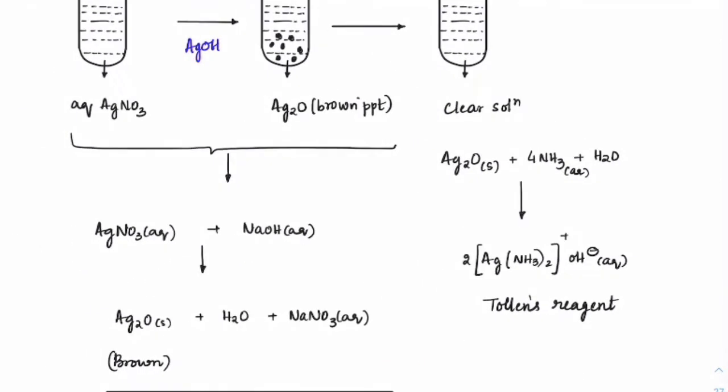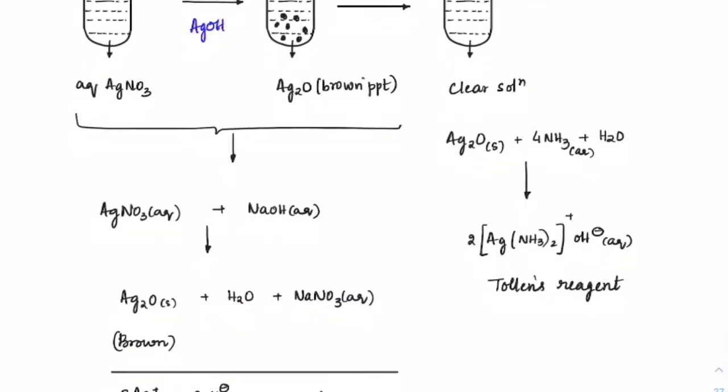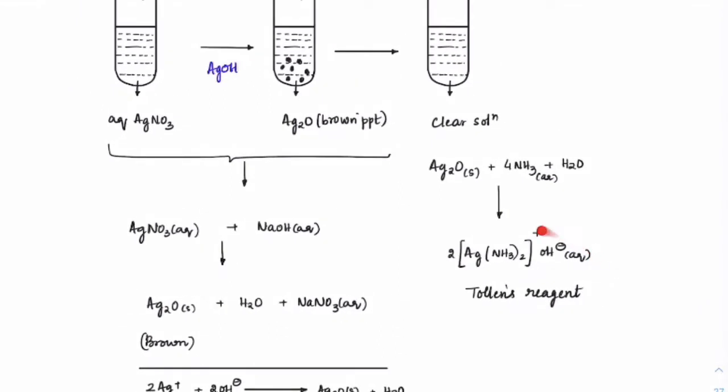Here you can see AgNO3 is reacting with NaOH, forming AgOH, twice as AgOH, which is eventually giving Ag2O precipitate. If you write the overall reaction here, we get 2 Ag+ plus 2 OH minus giving Ag2O plus H2O. So the idea is how to make Tollens reagent. I hope you got this. This is how the Tollens reagent is made.